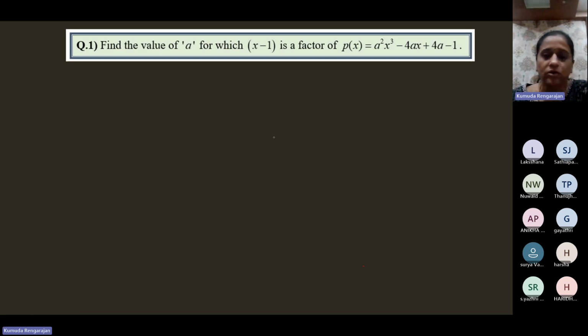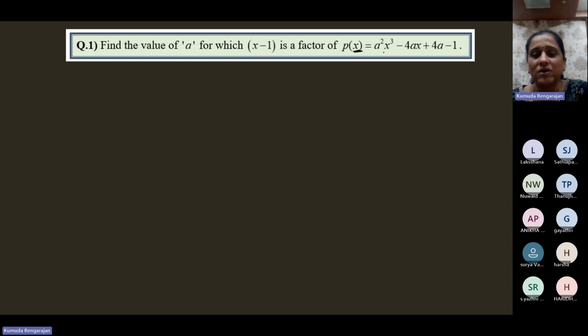Let's understand the polynomial. The polynomial is called p of x, where x is the variable, and it is a cubic polynomial. You can see x cubed here, and the coefficient of x cubed is a squared. This is a polynomial in one variable x, because you can see p of x here. The variable is mentioned in the bracket. A is not the variable involved in the polynomial. X is the variable.